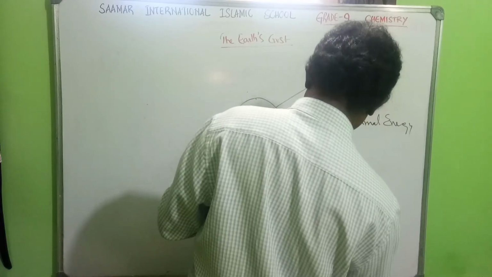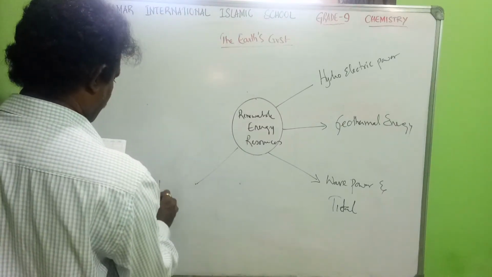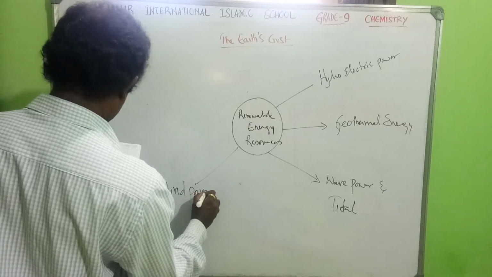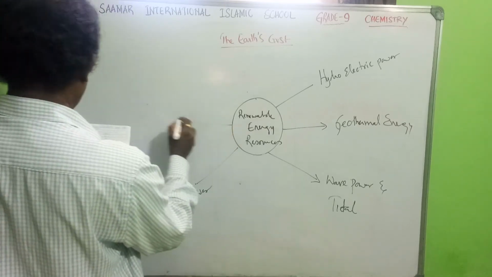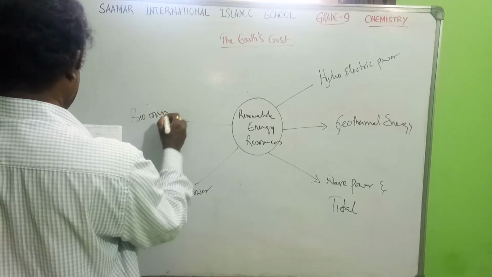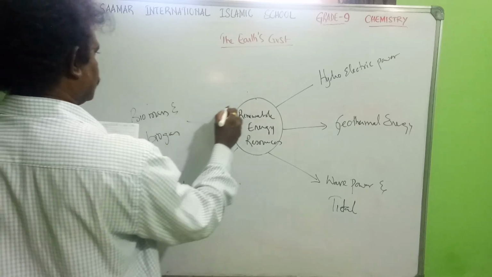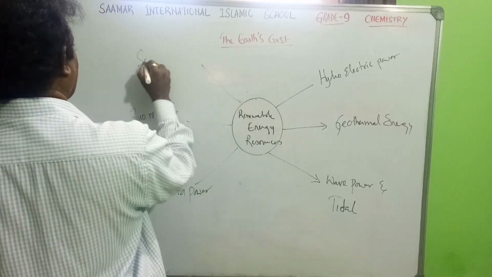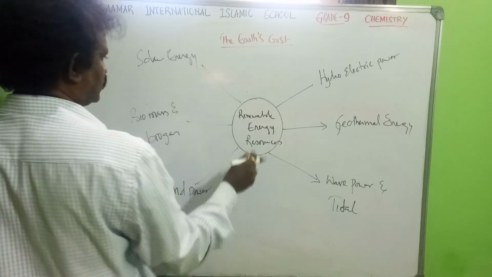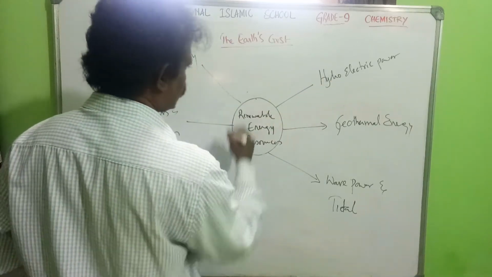Tidal. Okay. Next one, wind power. Okay, the next one is biomass. Biomass and biogas. The next one is solar. Solar energy. This is how the renewable resources are being distributed; we are getting all this resource from all these.